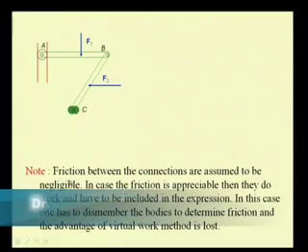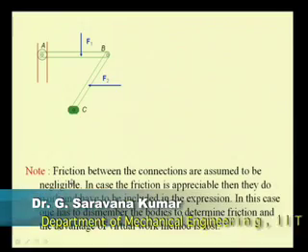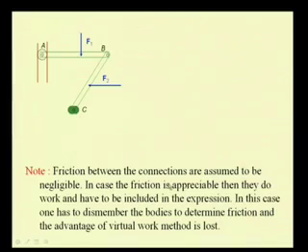You should note that we are neglecting the friction because we are idealizing the system and we are assuming that friction does not exist. In case the friction is appreciable, then it does work and has to be included in the expression. In this case, one has to dismember the bodies to determine friction, and the advantage of this virtual work method is lost, because in order to determine the internal forces, we have to dismember, and once we do that, the advantage of the virtual work method is lost.